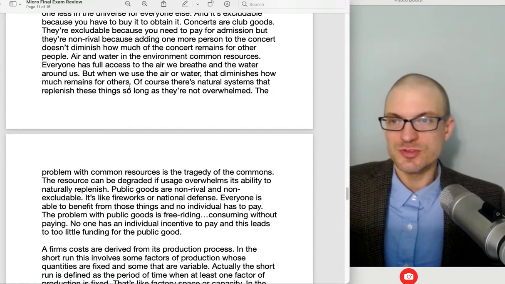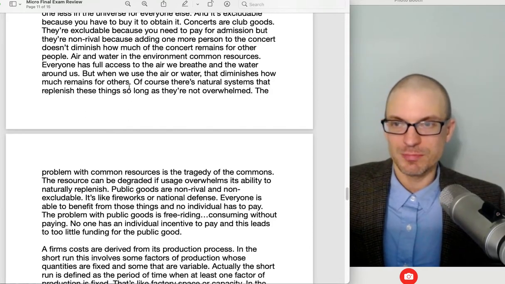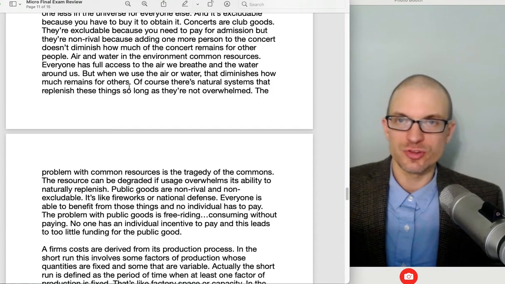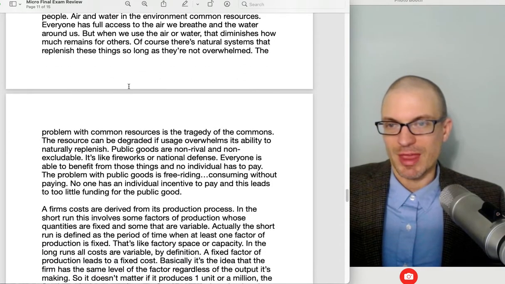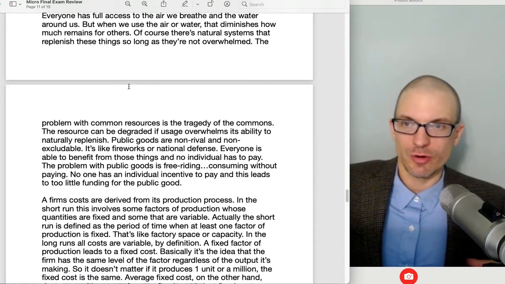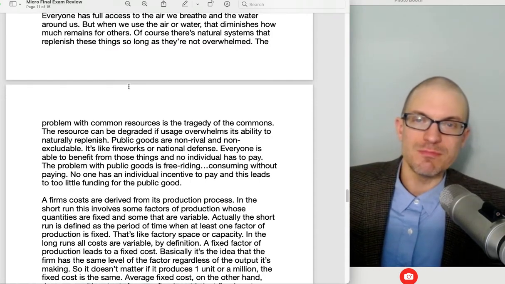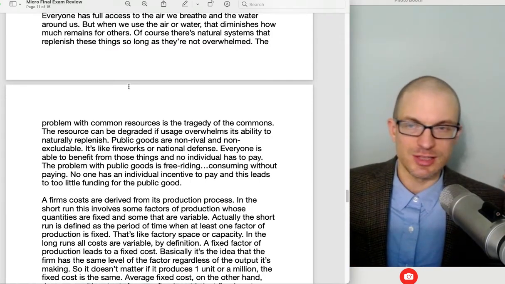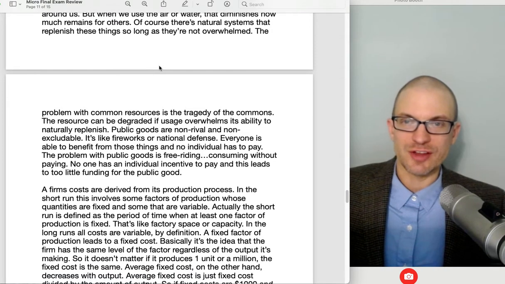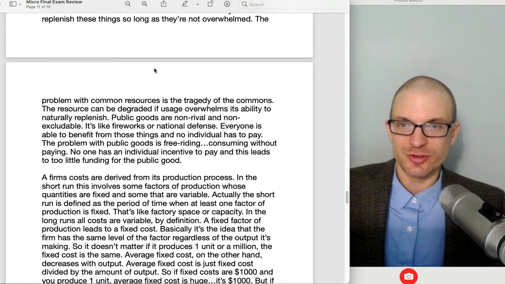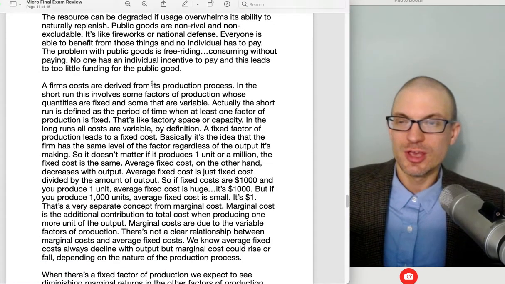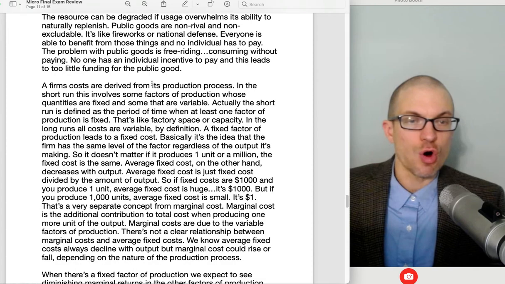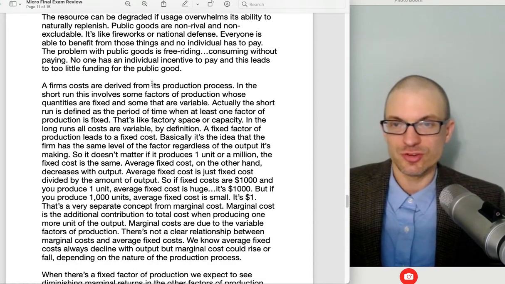Concerts are club goods because they're excludable. You have to pay for admission, but they're non-rival because adding one more person to the concert isn't going to diminish how much remains for other people. Air and water in the environment are common resources. Everyone has full access to the air we breathe and the water around us, but when we use that air or water, it diminishes how much remains for others, at least in a clean form. Of course, there's natural systems where we can replenish things so that they're not overwhelmed, and the problem with common resources is the tragedy of the commons. The resource can get degraded if usage overwhelms its ability to naturally replenish.